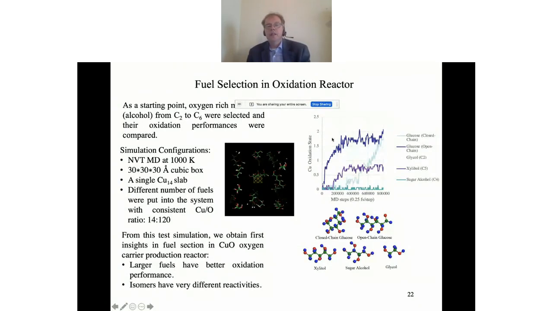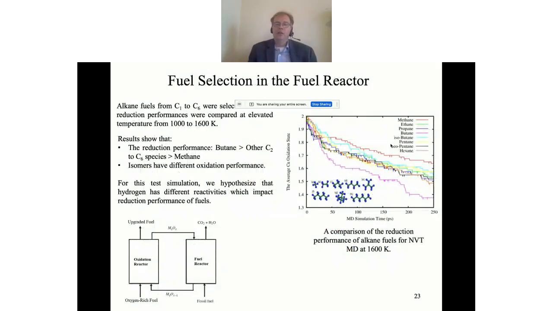Also, we see that we indeed can successfully oxidize the copper. So we start at the oxidation state of 0, and during the reaction, we essentially end up with an oxidation state between 1 and 2. So copper clearly has multiple stable oxidation states, and so we see that we can make a copper oxide during the simulation. And then we can do the reverse of that one as well.